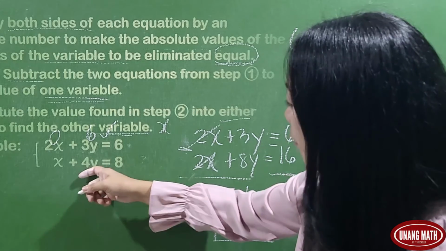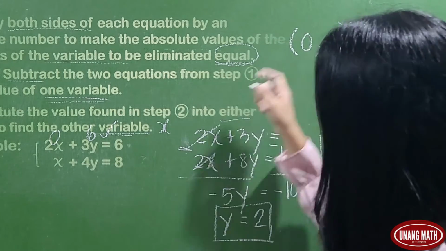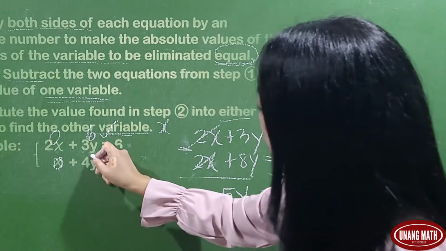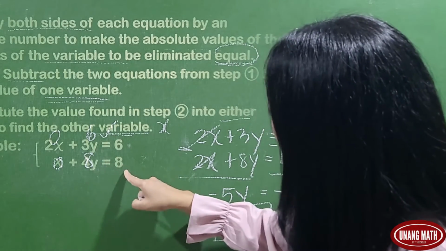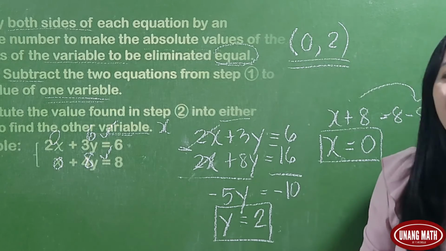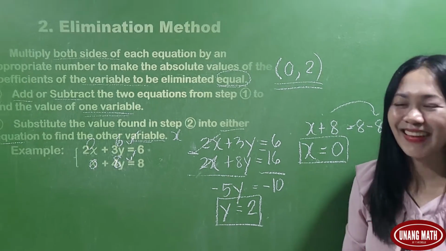What about x plus 4y is equal to 8? X is 0, so this is 0. Y is 2, so 4 times 2 is 8. So 8 is equal to 8. So it means this solution is correct.